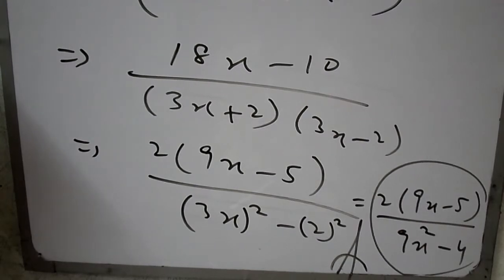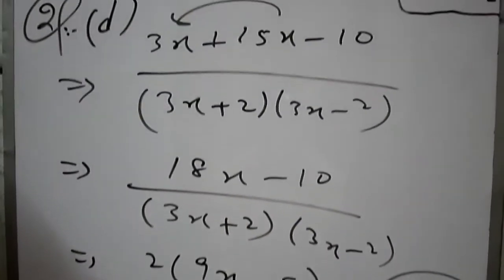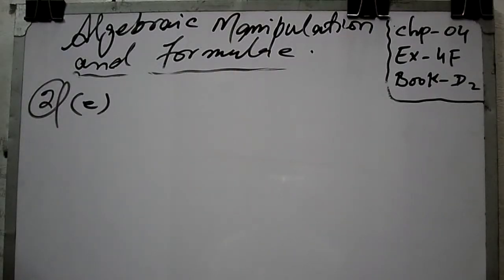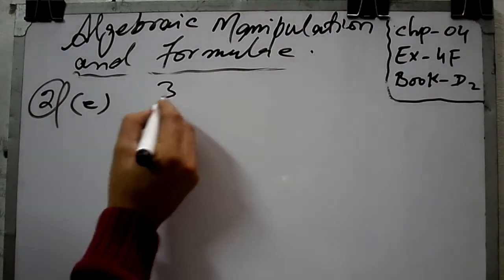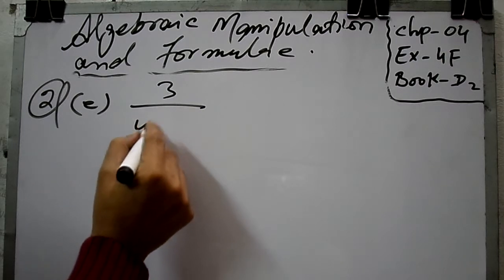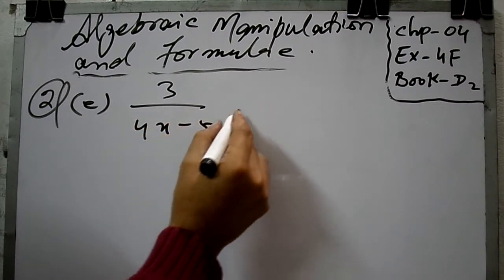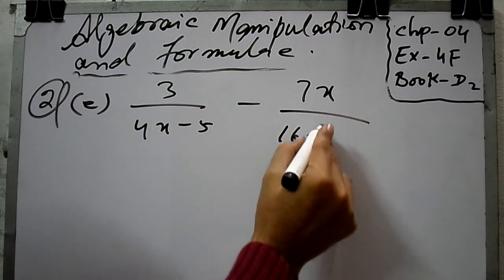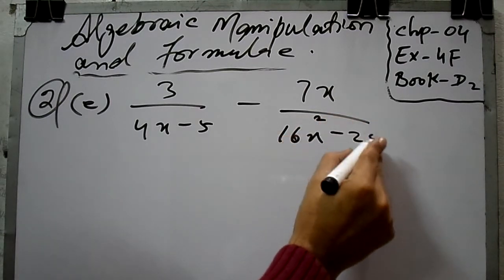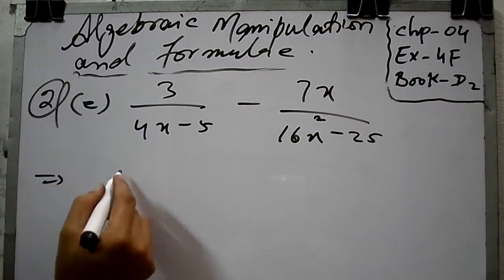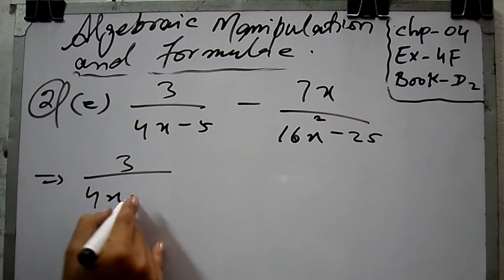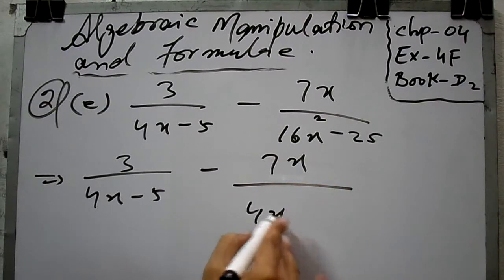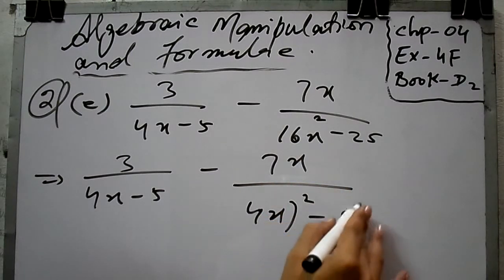So coming to the E part of the question. So now coming to the E part, that is 3 by 4x minus 5, 7x divided by 16x square minus 25. So 3 by 4x minus 5, 7x divided by 4x. Difference of two square formula can be made here.